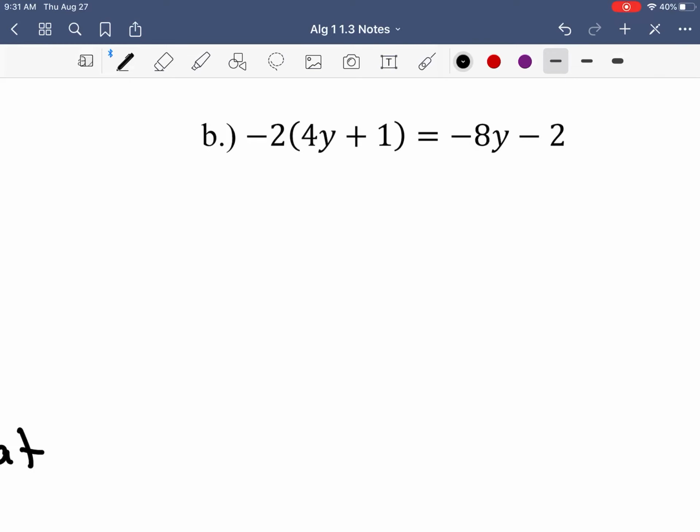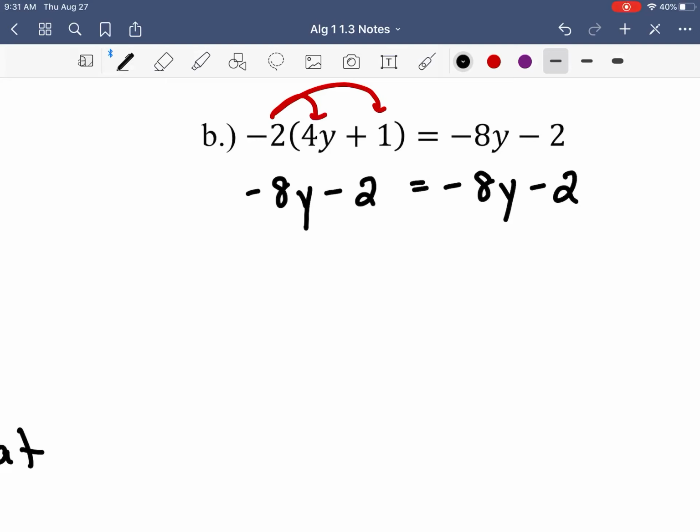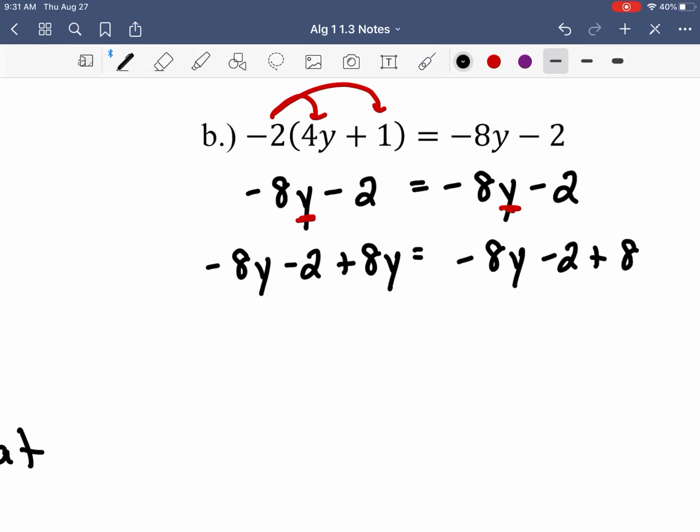Let's go ahead and work this one out. Let's distribute this guy again. We have another distribution issue there. So we'll distribute. Negative 2 times 4 is negative 8y minus 2 equals negative 8y minus 2. Now my variables, there's a y there, there's a y there. I think I'm going to move this one over here by adding 8y to both sides, plus 8y, negative 8y minus 2 plus 8y.